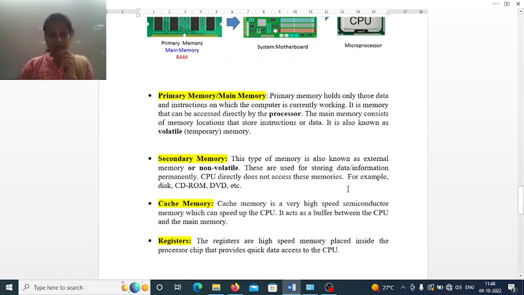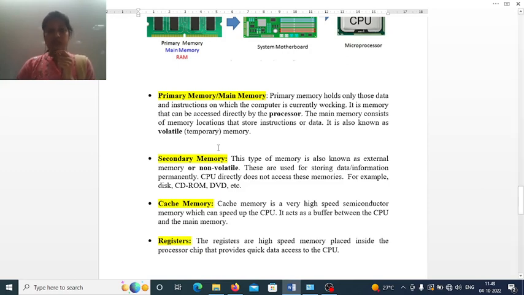First is primary memory, which is also known as main memory. What do you mean by primary memory? Primary memory holds only those data and instructions on which the computer is currently working. It is a memory that can be accessed directly by the processor, and this memory is also known as the volatile memory. Why? Because after we finish execution of the program, all the data and the instructions stored inside the memory will get erased.